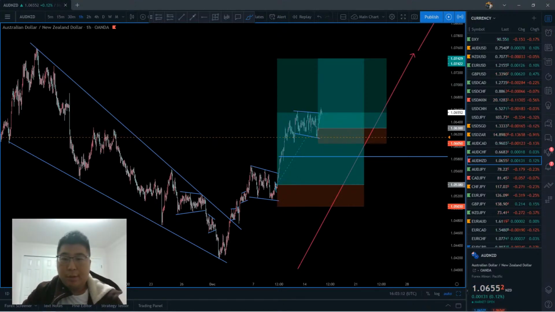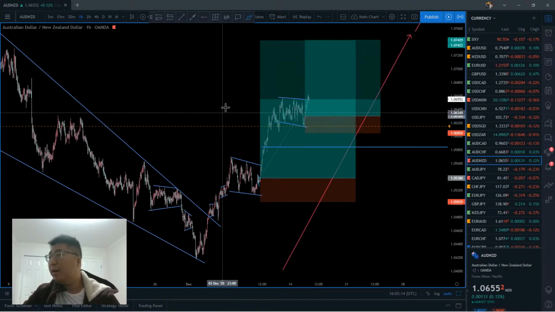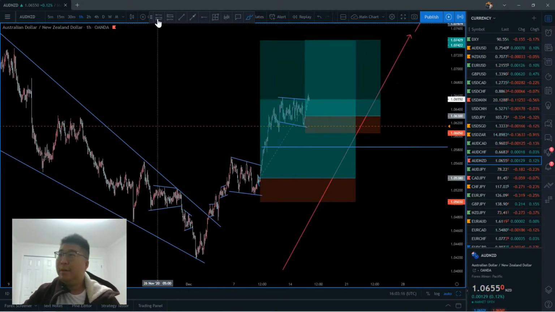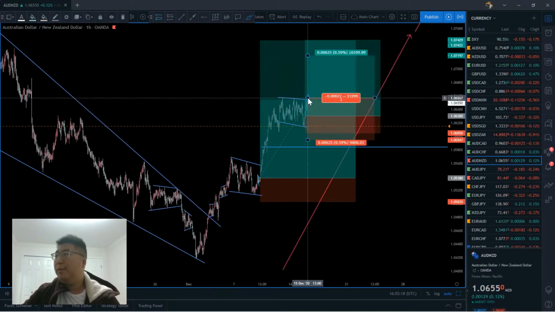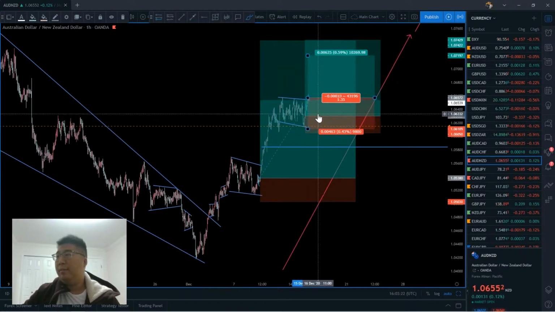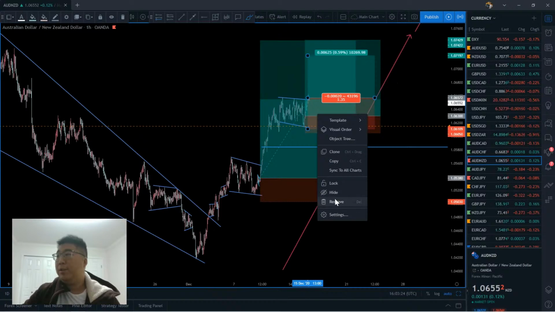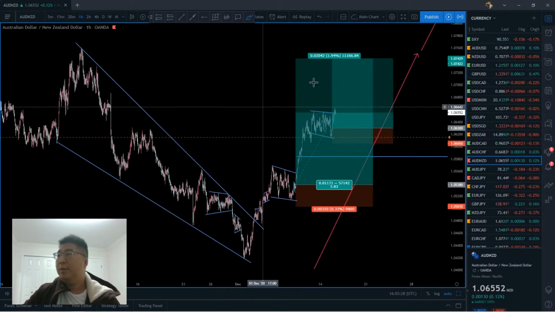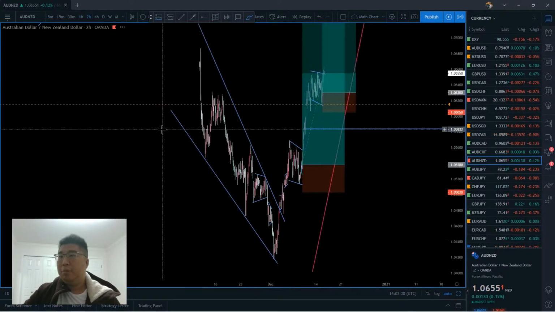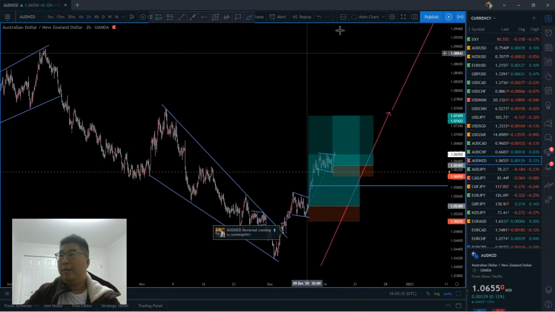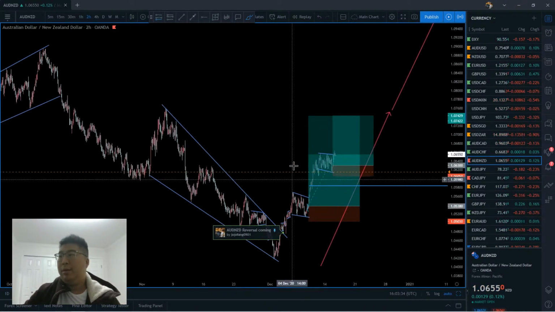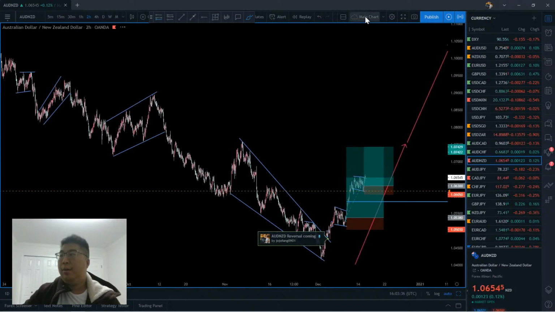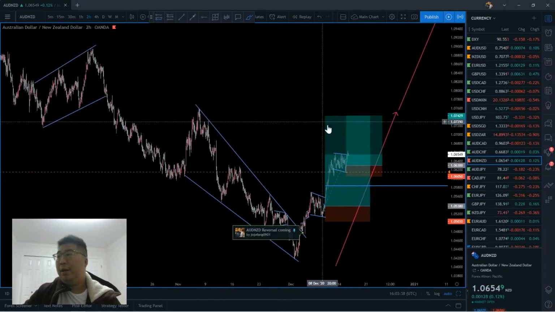Is it too late to enter Aussie Kiwi? I mean, if you want to put a breakout entry like this, I think that's fine. I actually think that's totally fine if that's in your plan to do so. But of course, you should have a plan, right? You should have a plan of how your stop loss should be, what your target price would be, take profit, and then what is your risk management?